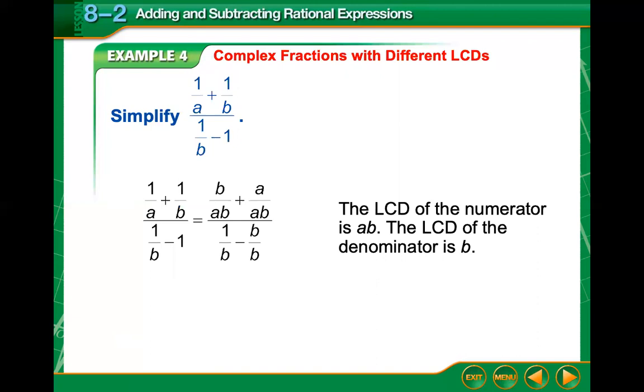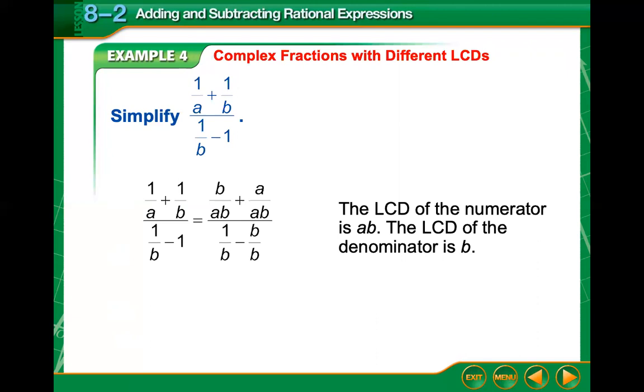Example 4, complex fractions with different LCDs. So a complex fraction is where we have fractions within fractions. These are not as hard as they seem. They just look ugly, so that's why people are afraid of them, but they're actually pretty straightforward. So do remember when we divide fractions, we keep the first and flip the second.